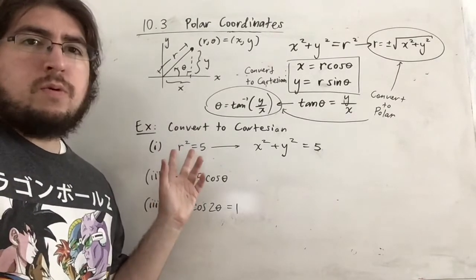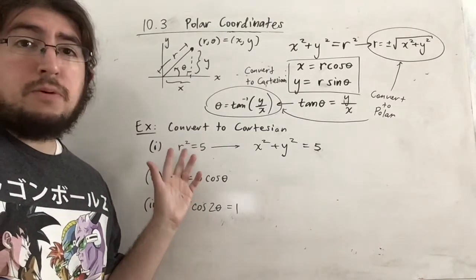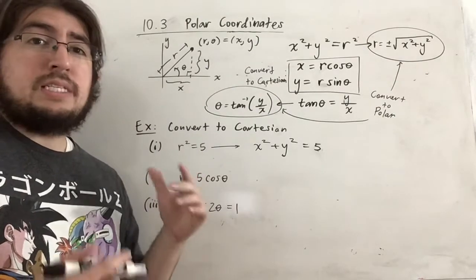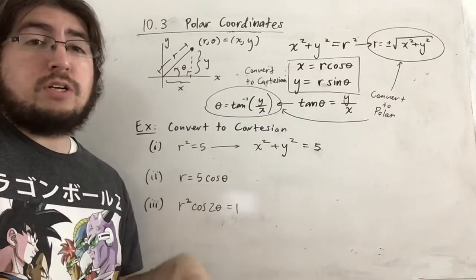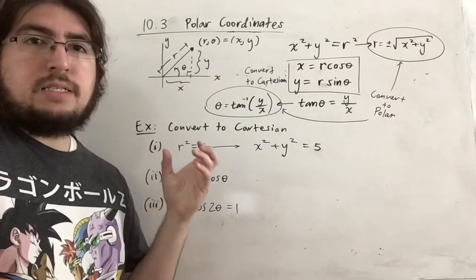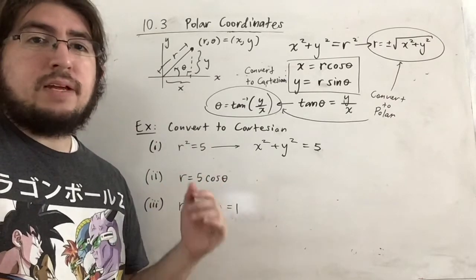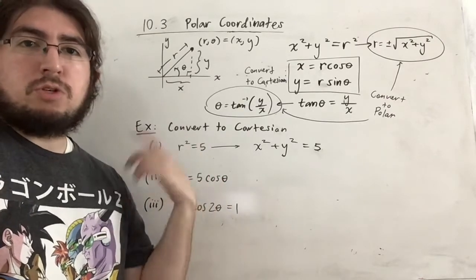So even though r squared equals 5 is not super meaningful to us, in fact, if you square root, you get r is equal to plus or minus the square root of 5, which means it's the set of all points whose radius from the origin, or distance from the origin, is the square root of 5, positive or negative. So that actually also corresponds to a circle of radical 5.